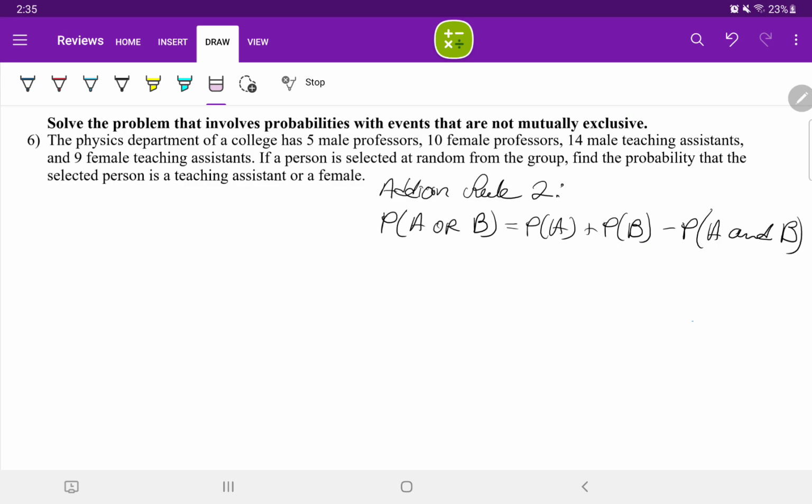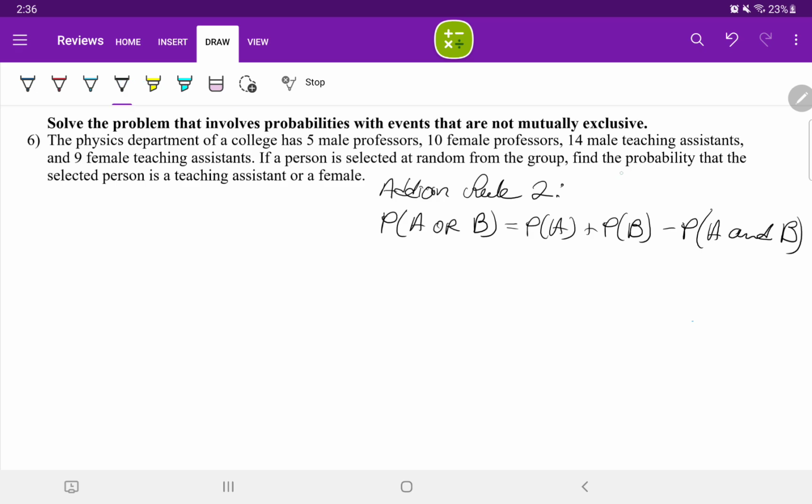Let's read the question, and then we're going to go about it in several different approaches. It says, the physics department of a college has 5 male professors, 10 female professors, 14 male teaching assistants, and 9 female teaching assistants. If a person is selected at random from the group, find the probability that a selected person is a teaching assistant or a female.